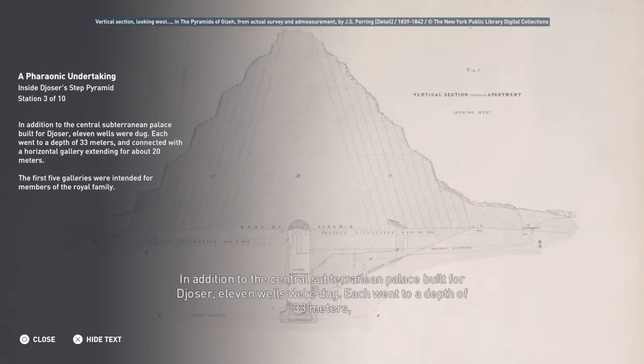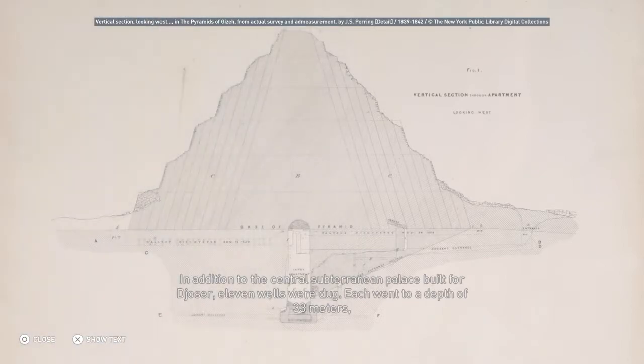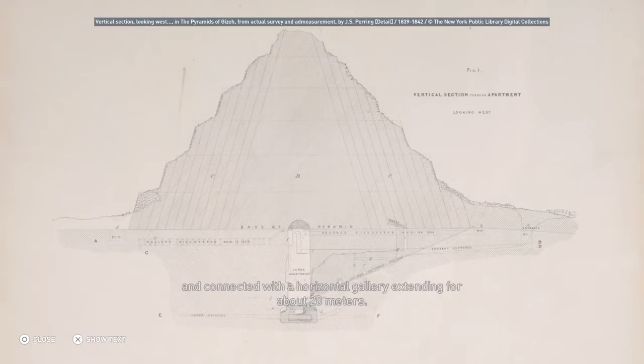In addition to the central subterranean palace built for Djoser, 11 wells were dug. Each went to a depth of 33 meters, and connected with a horizontal gallery extending for about 20 meters. The first five galleries were intended for members of the royal family.